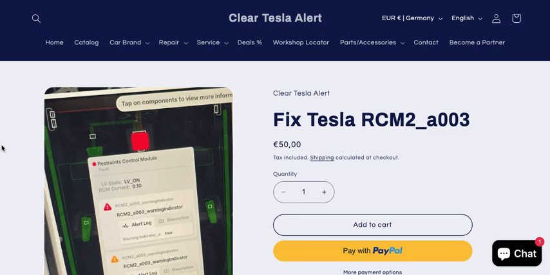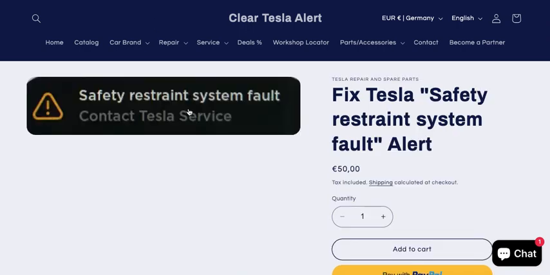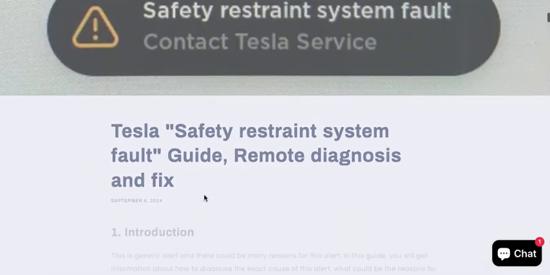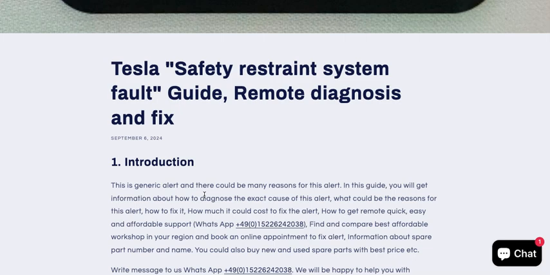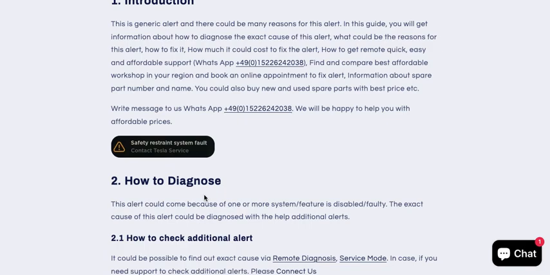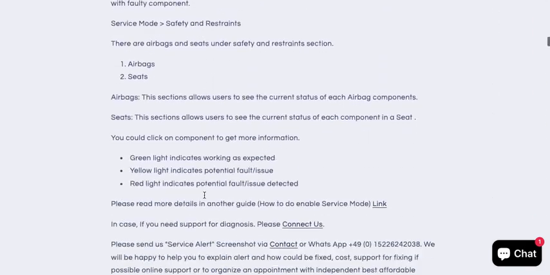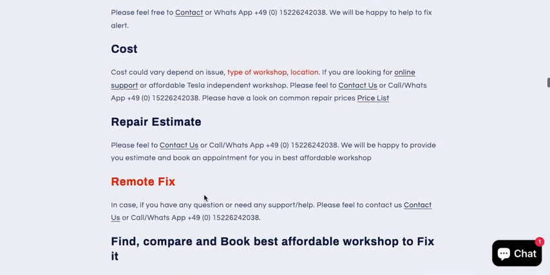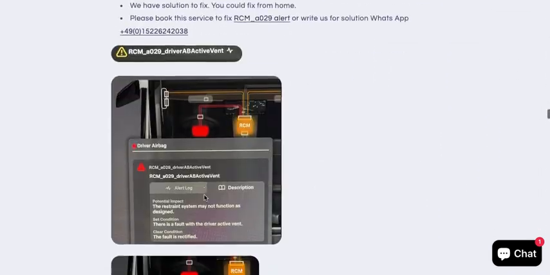So he contacted us. We provided him remote diagnosis, and at the end of the remote diagnosis we found the issue. We provided him guidance to fix this alert, and he was able to fix it. As I said, this is a general alert, and there could be a lot of reasons for it. If you have a look at our guide, you will find how to fix it, what could be the reason, and different kinds of service alert costs.